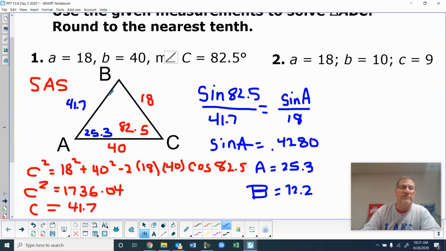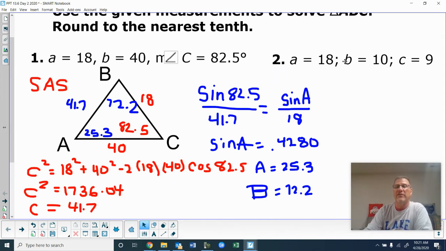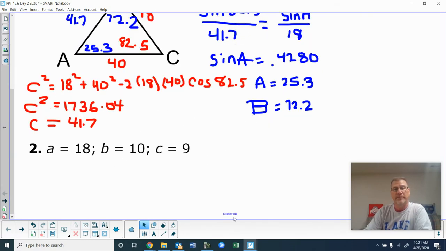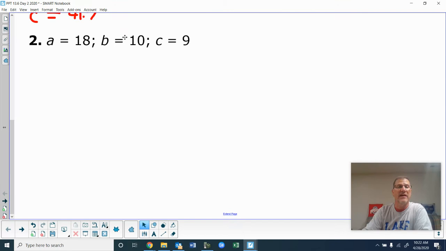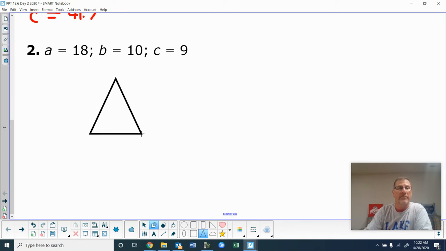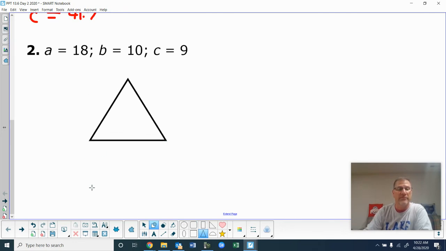Remember, the 3 angles of a triangle add up to 180. All right, so we just solved that triangle, the side angle side situation. All right, number 2, let's move that down here so we have more room. This is a side side side situation. Okay, let's draw a picture quick. Okay, and we'll just do our ABC again.